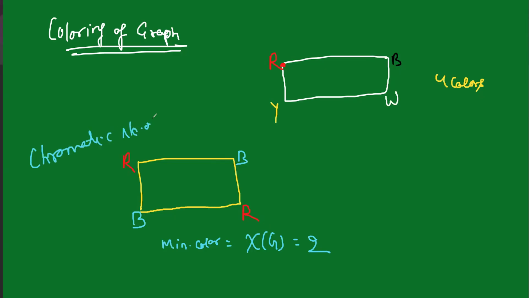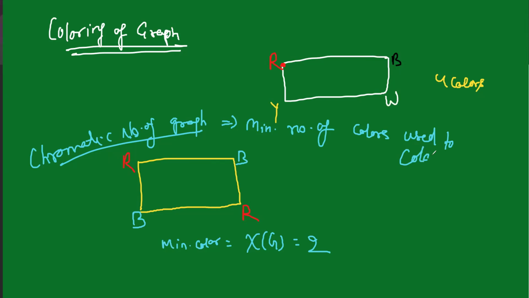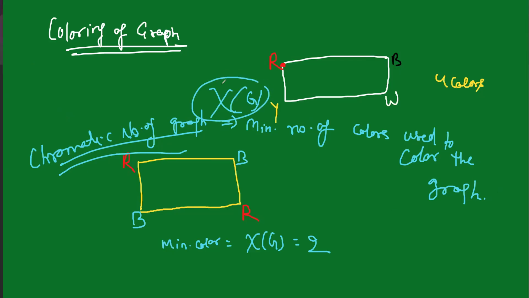So what is chromatic number of graph? Minimum number of colors used to color the graph. But if you are asked to find the coloring of graph, that is not chromatic. If chromatic number is there, then you can say minimum number. Understood? And chromatic number is represented by X of G.